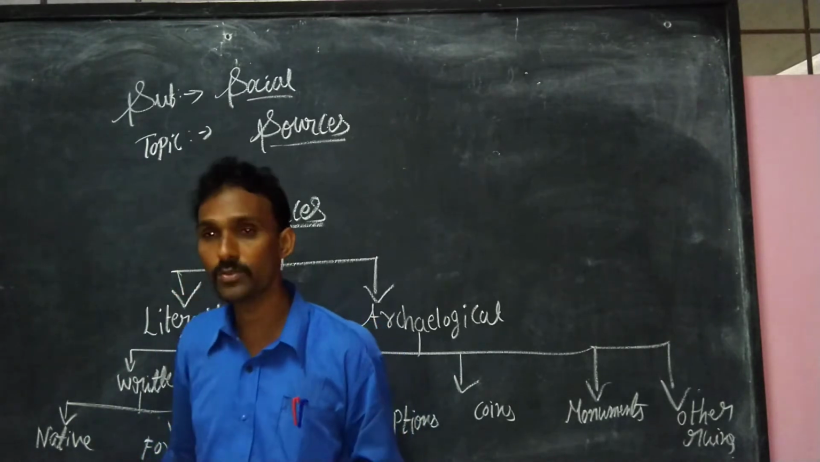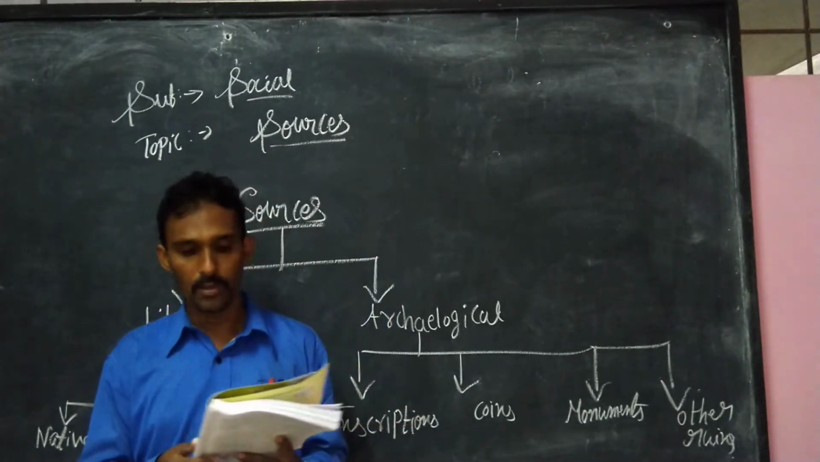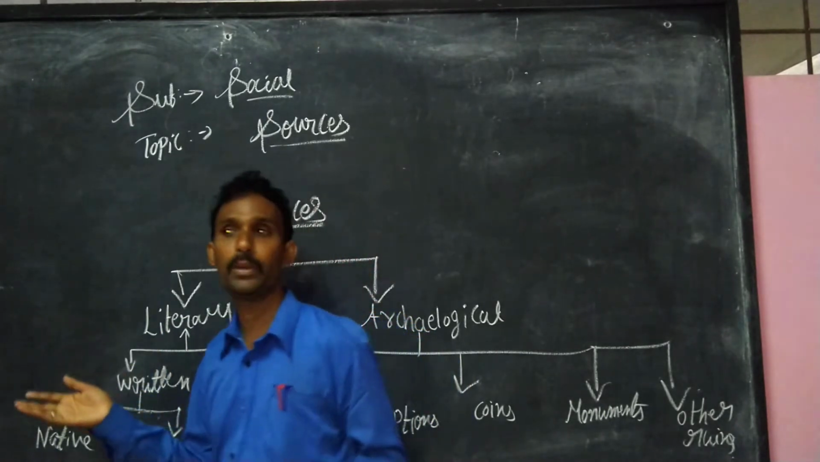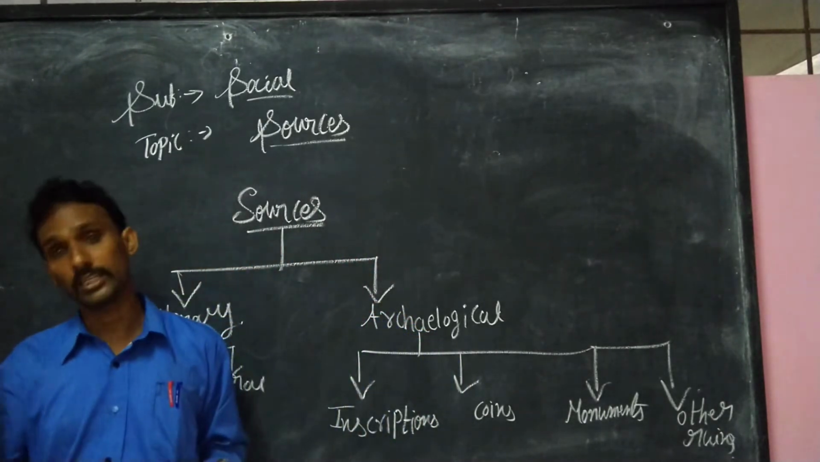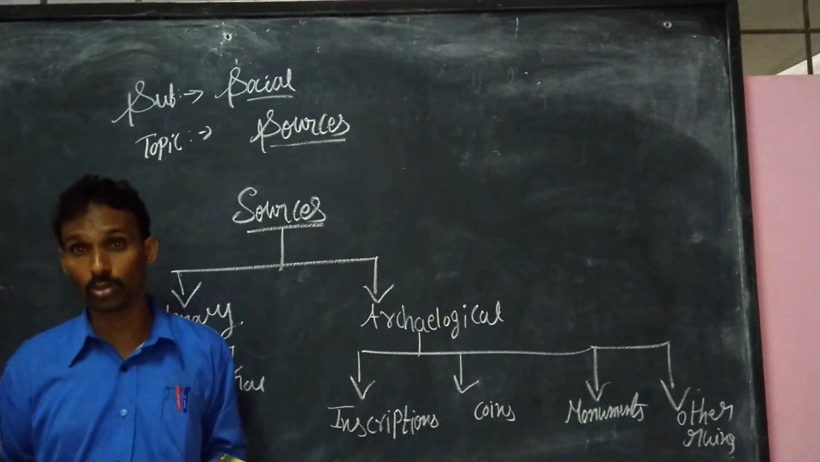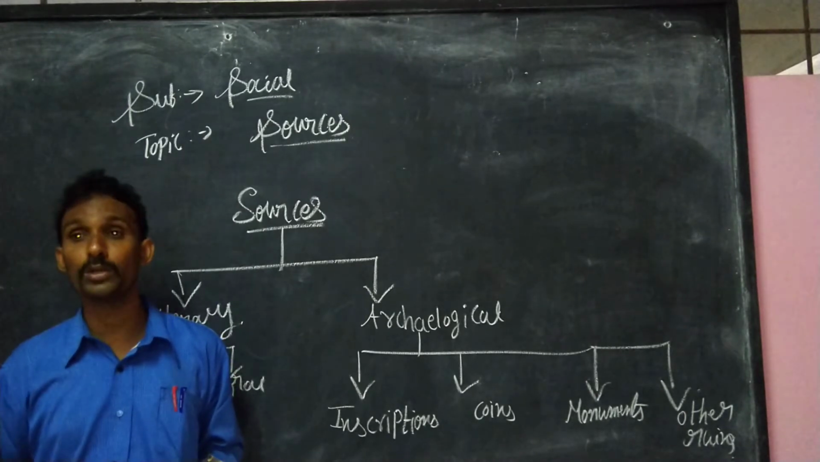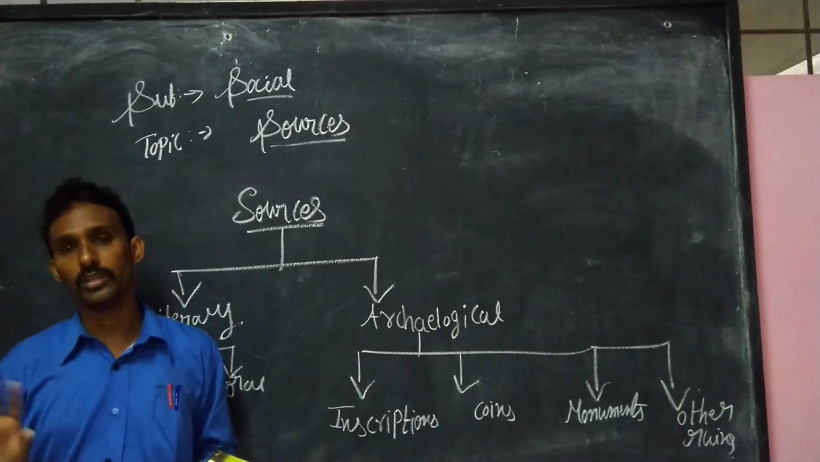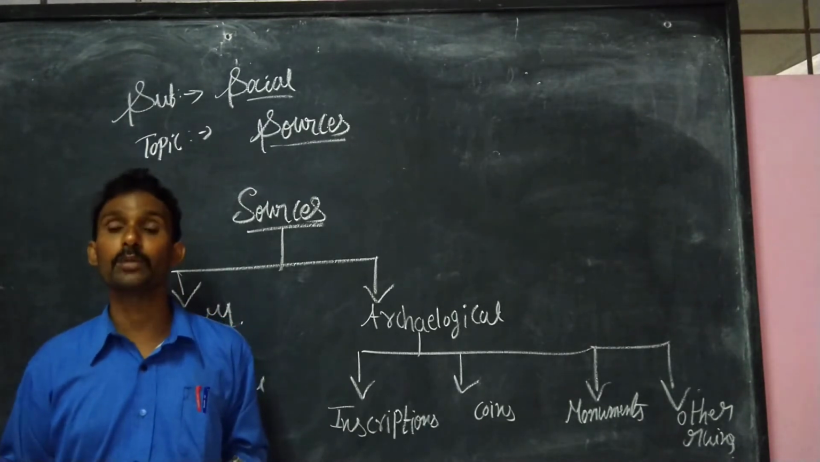Foreign literature: foreigners came to India. Many foreigners visited India, as people still come today to see Hampi, Pattadakal, Badami. At that time they came to see the kings and talk with them, staying here for two or three months. The king gave them food and everything, and looked after them.